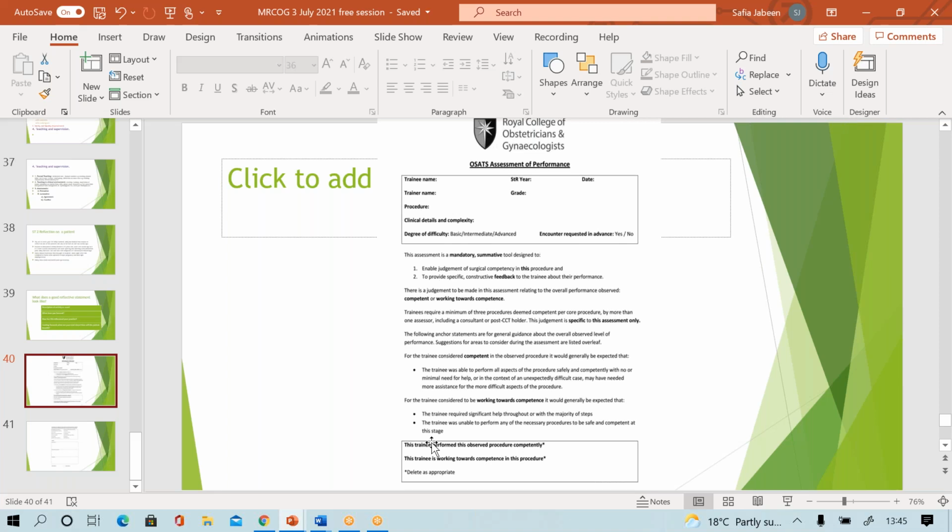Before summative, you need to have 3-4 formative assessments completed. And those formative ones, all of those 4-5, don't necessarily have to be signed off fully as the trainee having done the procedure competently. One or two may be working towards the competency. That's okay. There shouldn't be a fear on the trainees. So if there are one or two of those, that's fine.